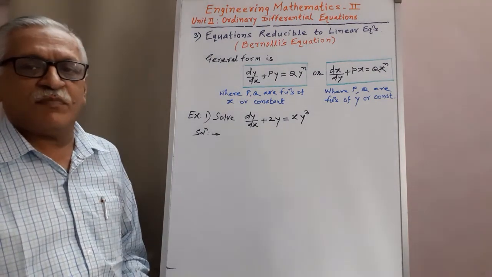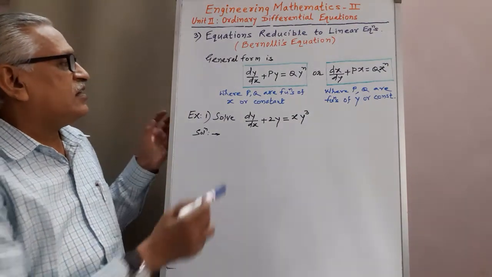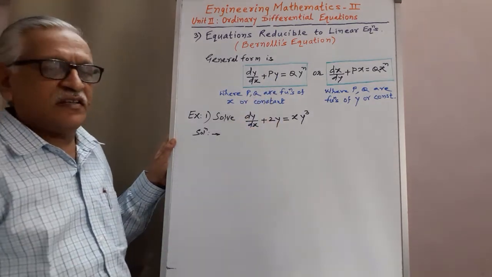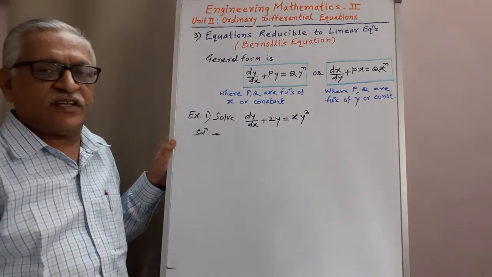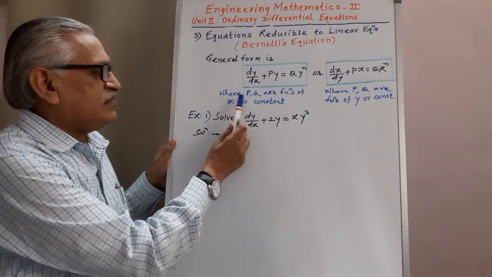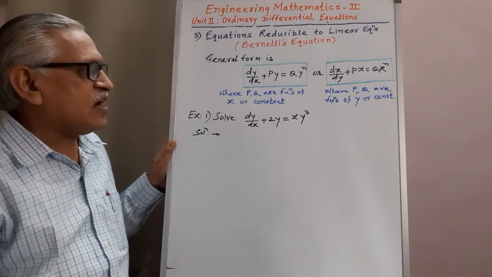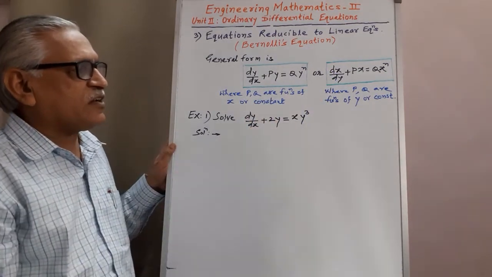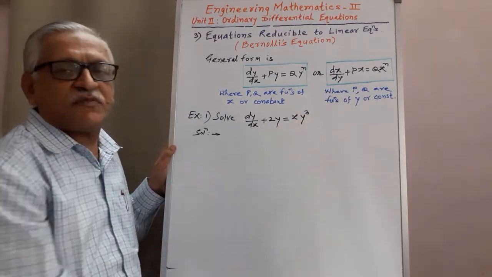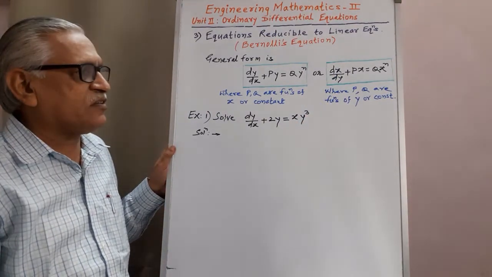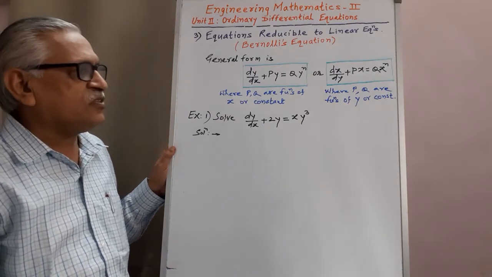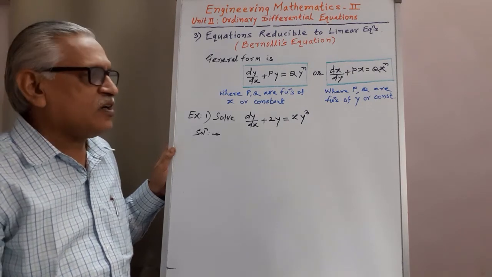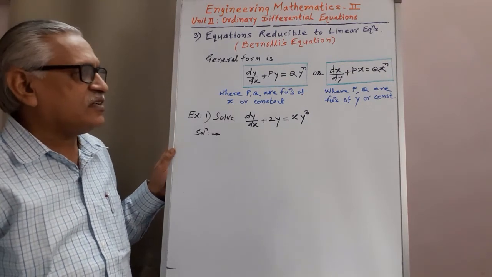It is also called Bernoulli's equation. Its general form is dy by dx plus P into y is equal to Q into y raised to m, where capital P and capital Q are functions of x or constant. Or if x is the dependent variable, its general form is dx by dy plus P into x is equal to Q into x raised to n, where capital P and capital Q are functions of y or constant.